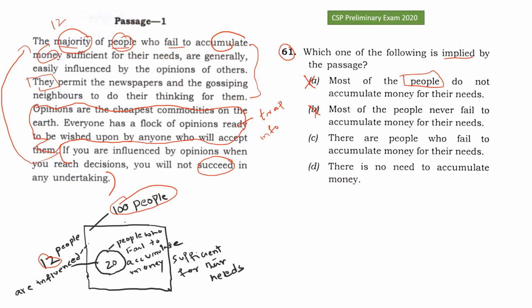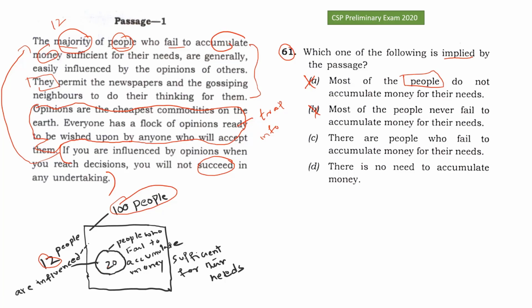And we are gone. There are people who fail to accumulate money. Are there people, as per this diagram, who fail to accumulate money? Yes, there are people. I have 12 people, or it can be 13 or 14. There can be 2 also, right? If I make it just 4, something like that.